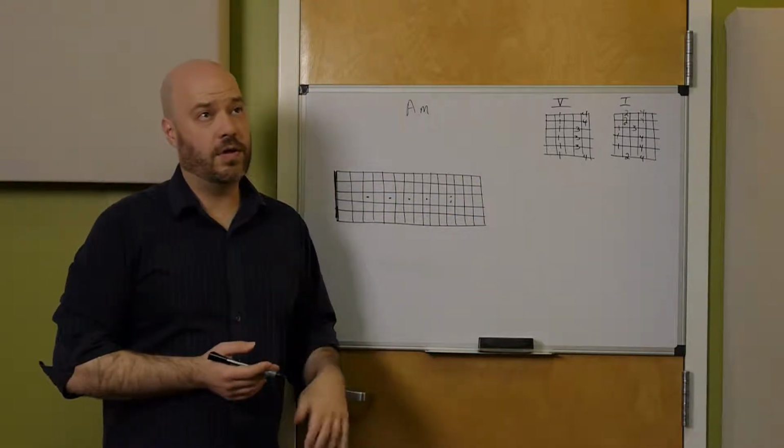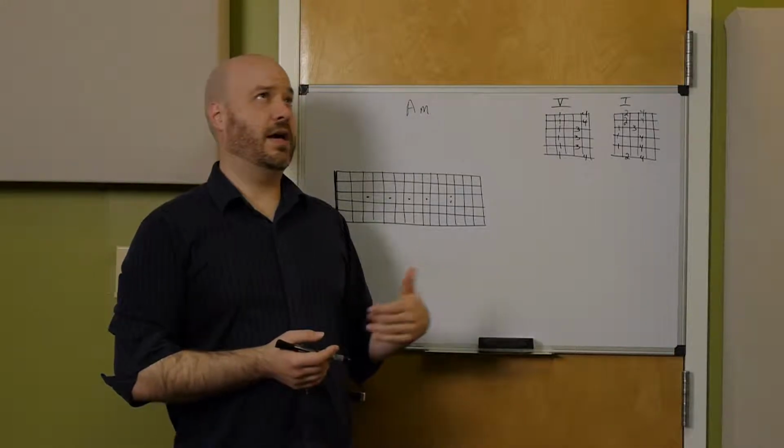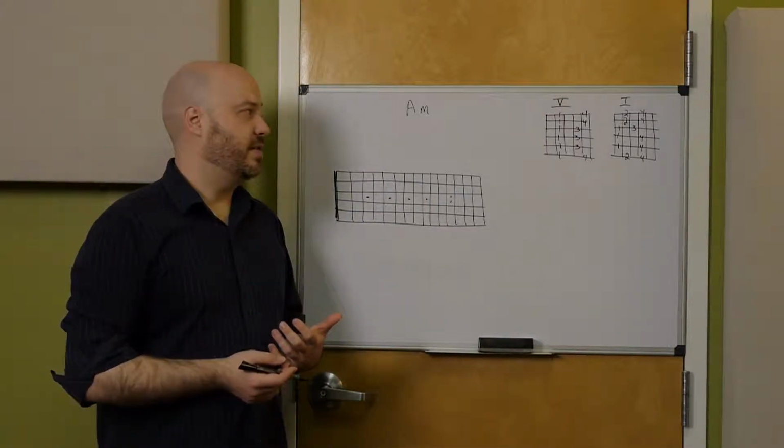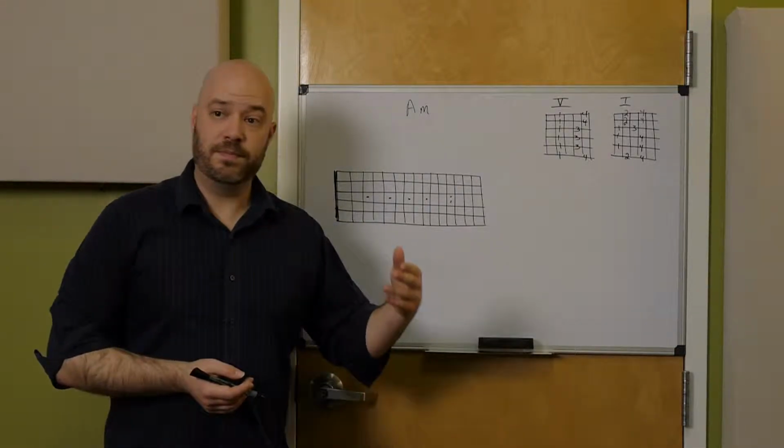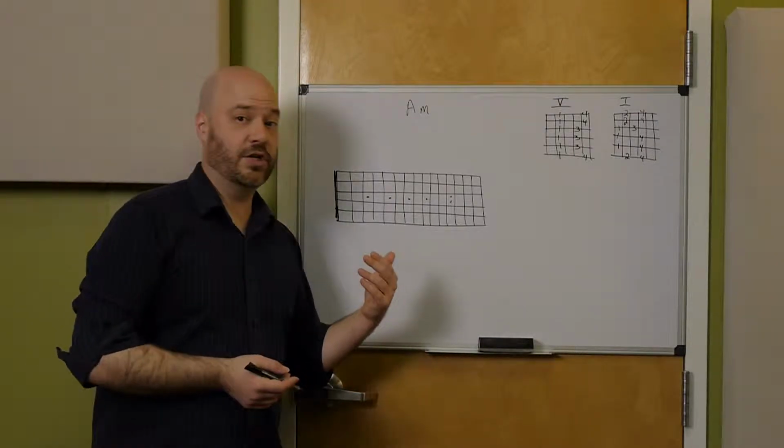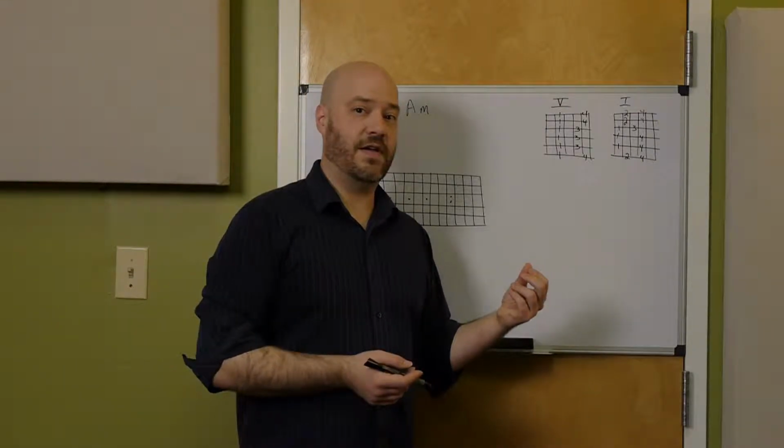So major is whole, whole, half, whole, whole, whole, half, and minor is whole, half, whole, whole, half, whole, whole. Basically, in major, the 3, 4, 7, and 1 are your half steps. In minor, the 2, 3, 5, and 6 are your half steps.